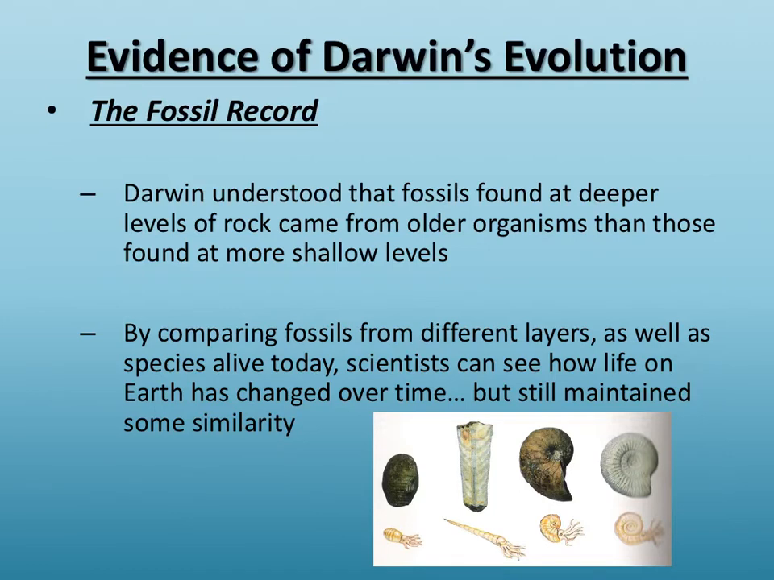So the first piece of evidence of Darwin's evolution is the fossil record, right? I mentioned in the previous video that Darwin understood that fossils found at deeper levels of rock came from older, more ancestral organisms than those found at more shallow levels. And when he compared the fossils at different layers, he found differences, but he found a lot of similarities as well. And that goes all the way to species that are alive today. And so studying the various layers of fossils allows us to form a hypothesis as to how these organisms have changed over time as well.